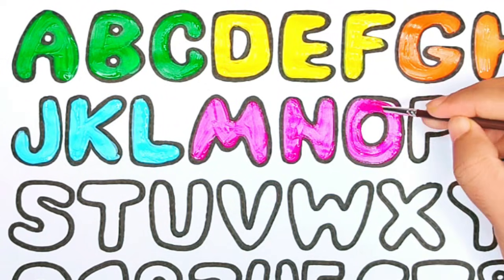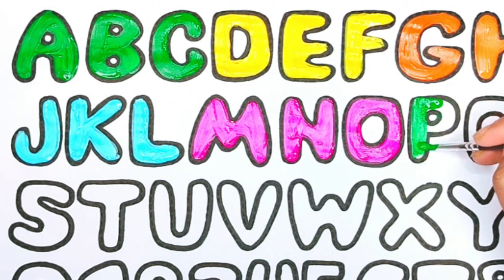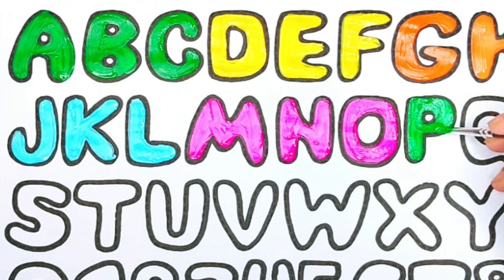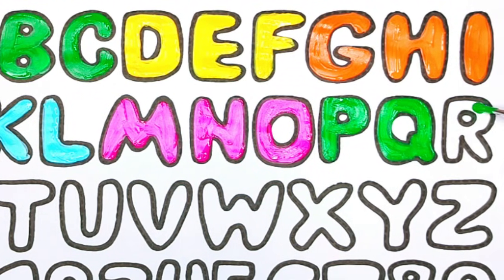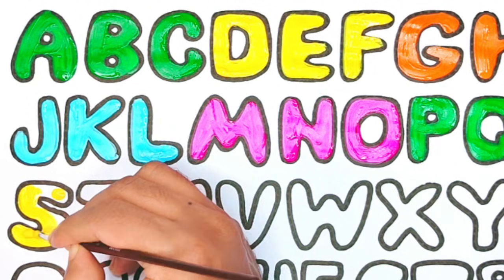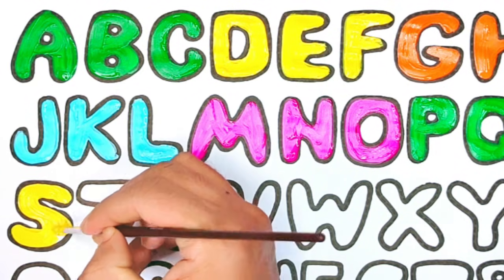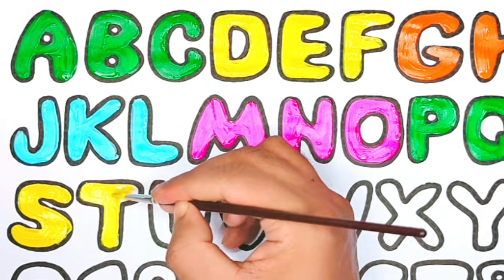Old MacDonald had a farm, E-I-E-I-O. Green color. On his farm he had some sheep, E-I-E-I-O. With a baa here and a baa there, everywhere. Old MacDonald had a farm, E-I-E-I-O. Yellow color. Had a farm, E-I-E-I-O.